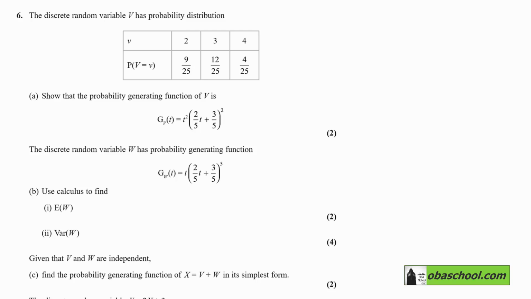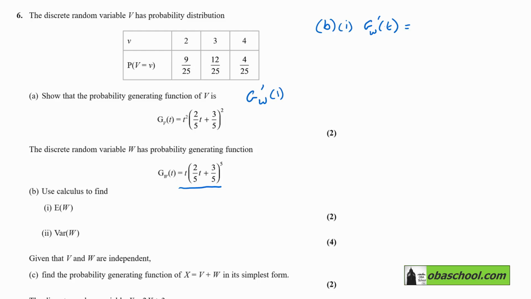The discrete random variable w has probability generating function G_w of t, which is t times (2/5 t plus 3/5) all to the power 5. In part B, in part 1, we want to find the expectation of w. The expectation of w is G'_w of 1. So to start with, we need G'_w of t. In other words, we need to differentiate this with respect to t.